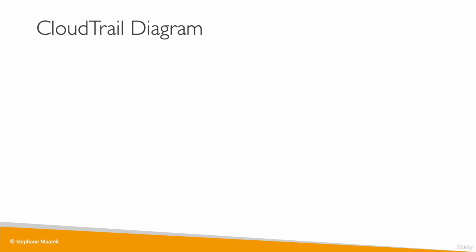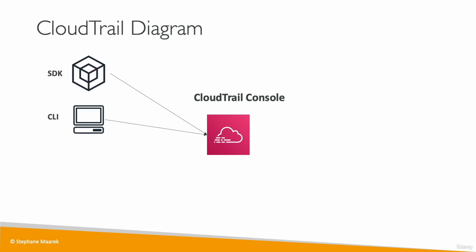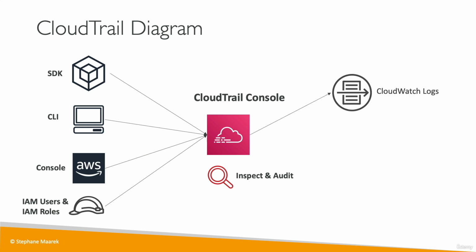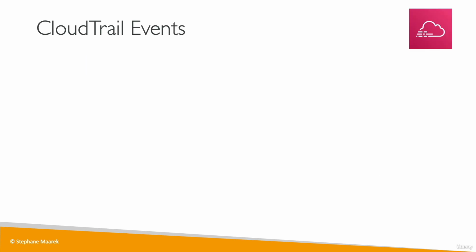So to summarize, CloudTrail is in the middle, and the actions of the SDK, the CLI, or the console, or even IAM users and IAM roles or other services will be in the CloudTrail console. We can look in it to inspect and audit what happened, and if we want to have all the events for more than 90 days, then we can send them into CloudWatch logs, or we can send them into an S3 bucket. So let me dive a little bit deeper for CloudTrail.